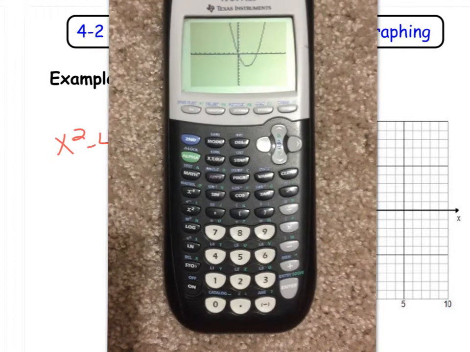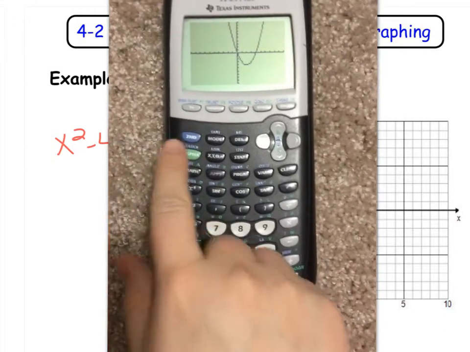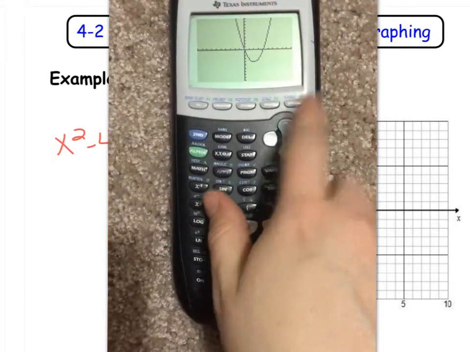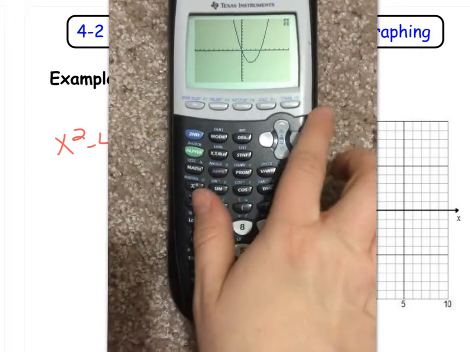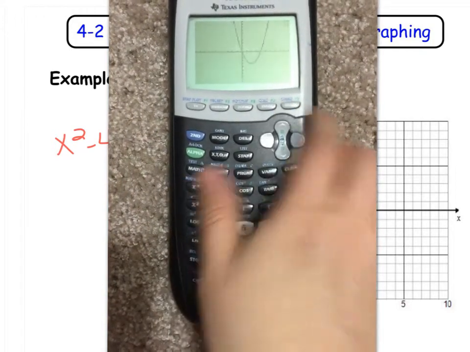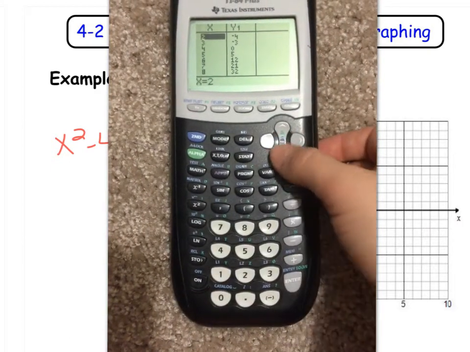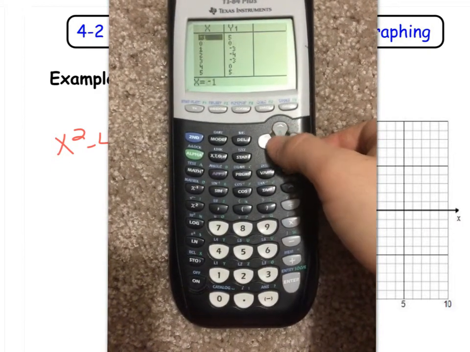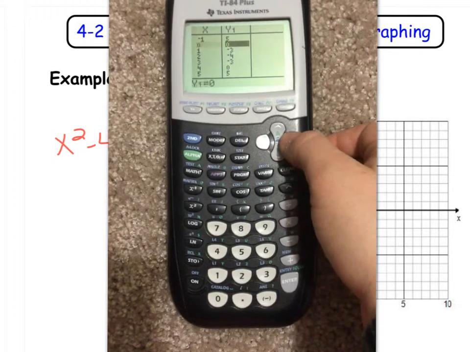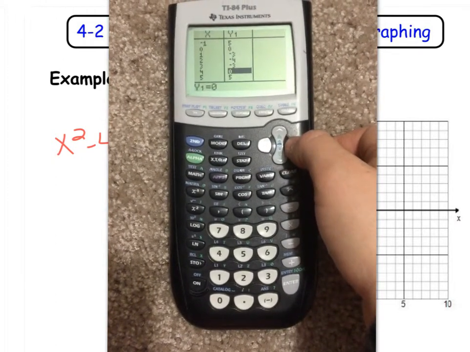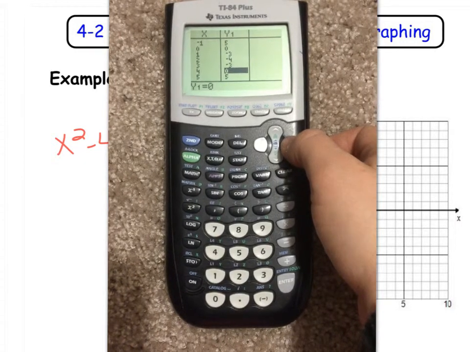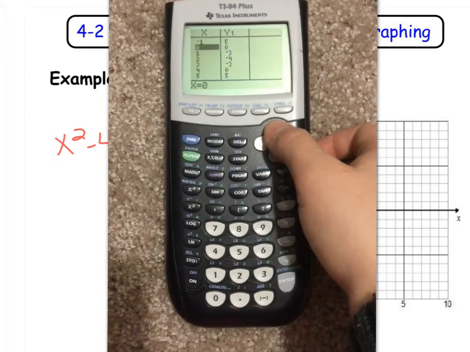And so we can do that by using the table. So you're going to get to the table, it's right here. It's kind of hard to see, but it's on graph. So you're going to hit second, and then graph, which is table. And then we get a table of values. So we can see that 0 does give us an output of 0, and then 4 also gives us an output of 0. So our x-intercepts are 0 and 4.